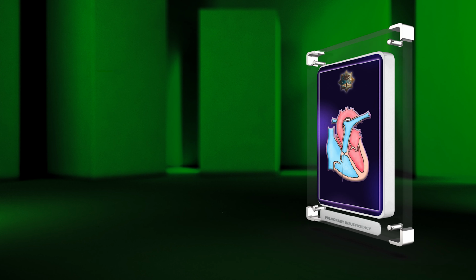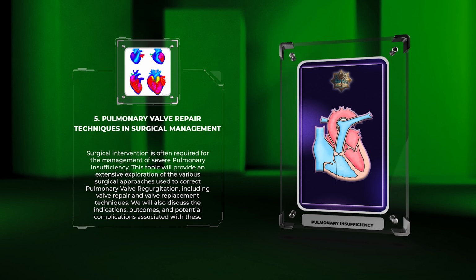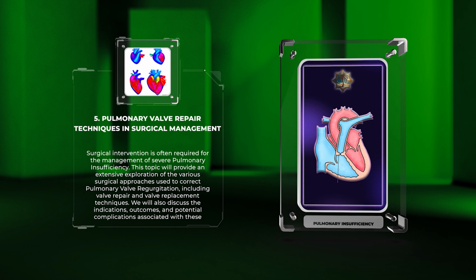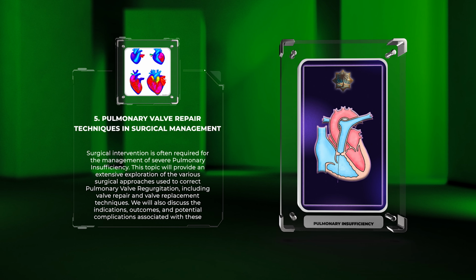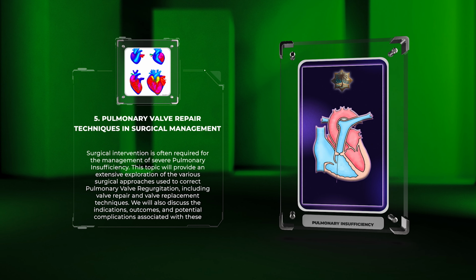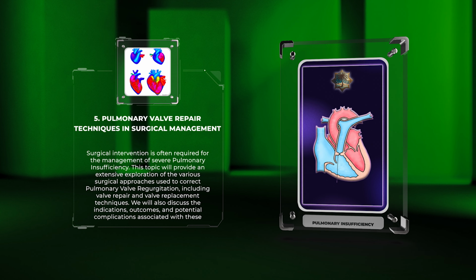Surgical intervention is often required for the management of severe pulmonary insufficiency. This topic will provide an extensive exploration of the various surgical approaches used to correct pulmonary valve regurgitation, including valve repair and valve replacement techniques. We will also discuss the indications, outcomes, and potential complications associated with these procedures.